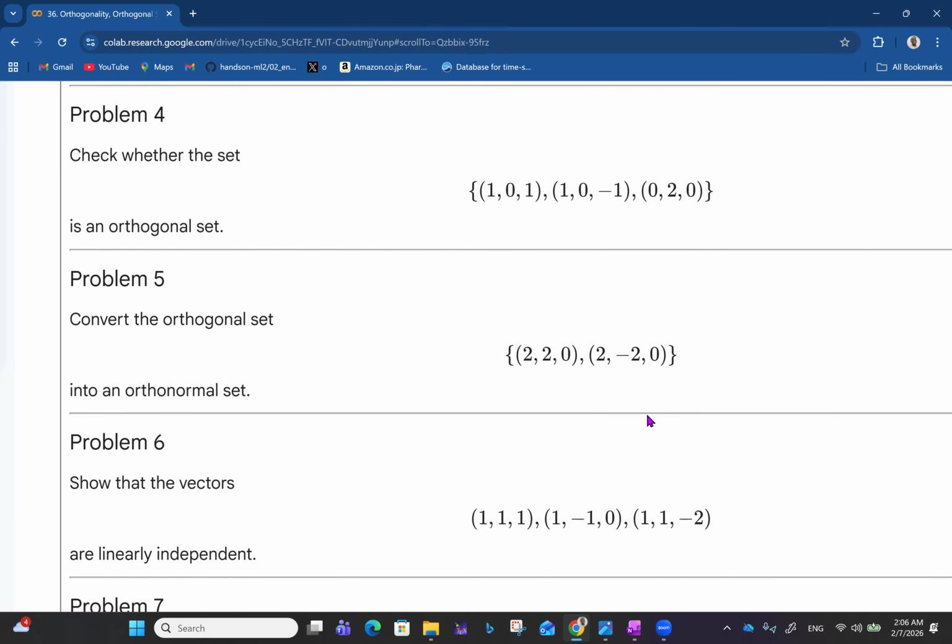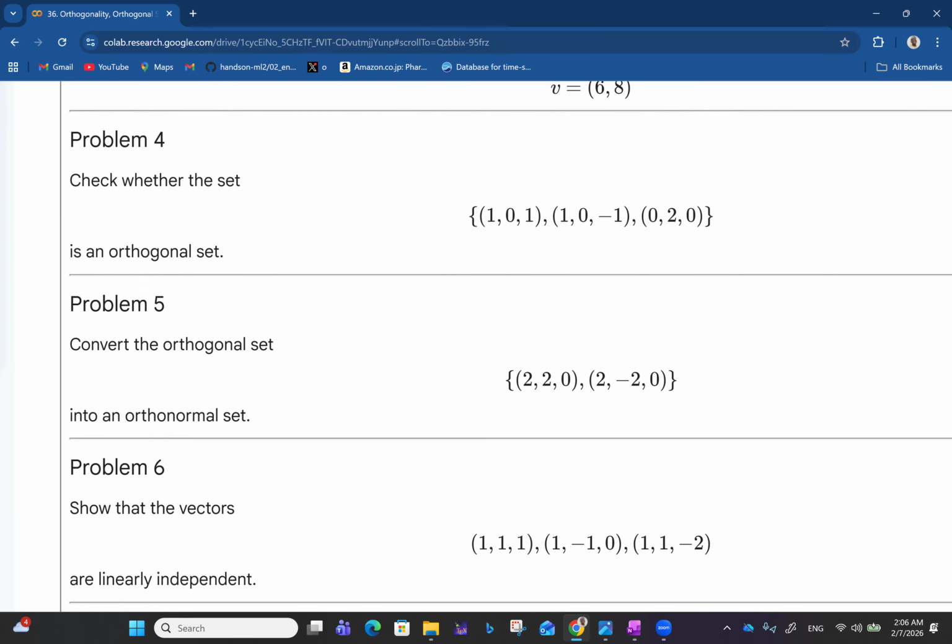Okay, I think we did 1 to 4 before, so 4 to 6 now. Check the orthogonal set, convert the orthogonal set into an orthonormal set. First of all, it's orthogonal because 2 times 2 is 4, 2 times minus 2 is minus 4, 4 minus 4 is 0, and 0 times 0 is 0. So it is orthogonal. Now you find the norm of each vector and divide by that norm, and then they'll become an orthonormal set.